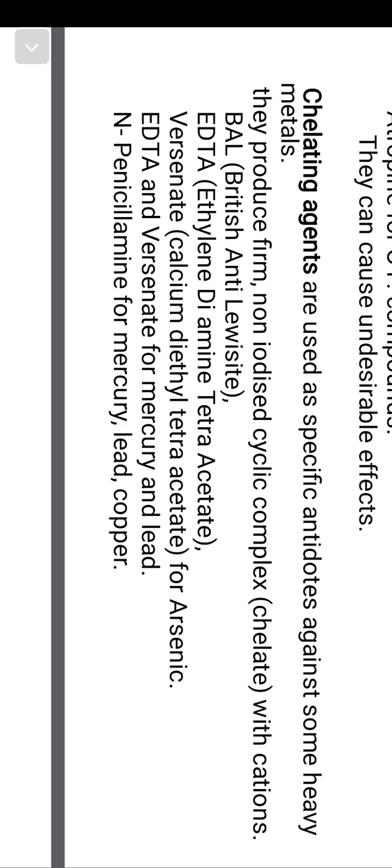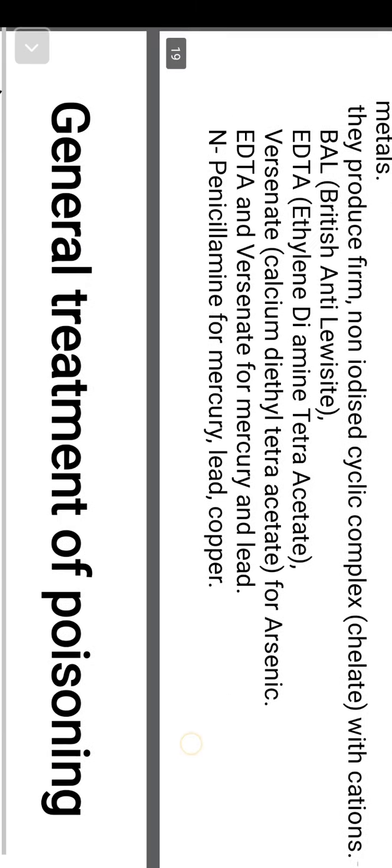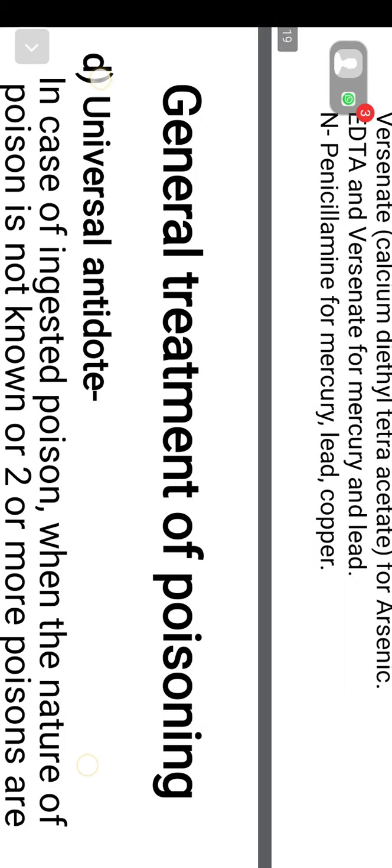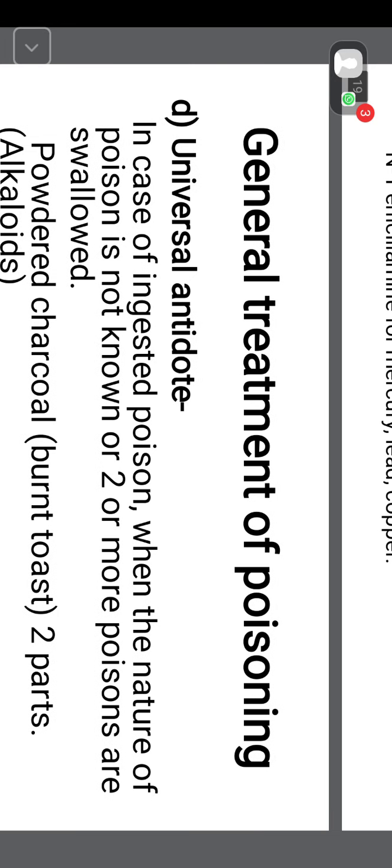ethylene diamine tetraacetate, versenate. BAL is particularly used in case of arsenic poisoning. EDTA and versenate, this combination is used in mercury and lead, these metal poisons. And sodium N-penicillamine, penicillamine is used for mercury, lead or copper, these heavy metal poisons.